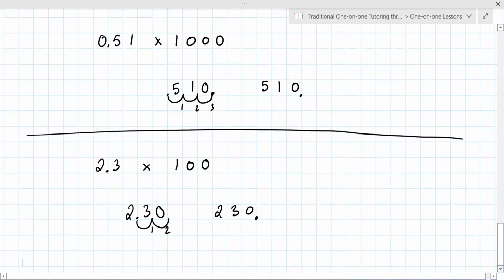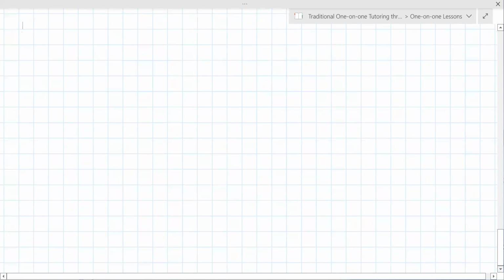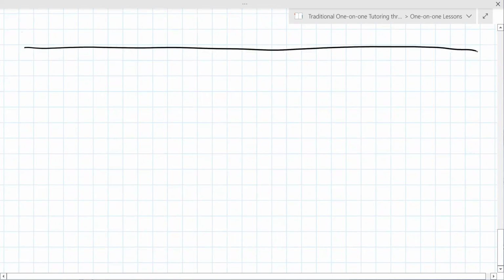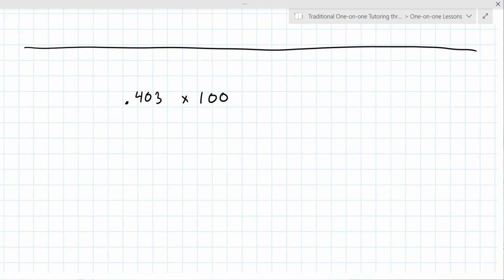So let's try another one here. The only way to get good at these is just keep practicing. How about 0.403 times 100? Give that a try, please.